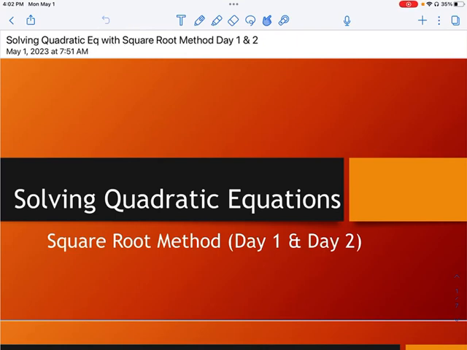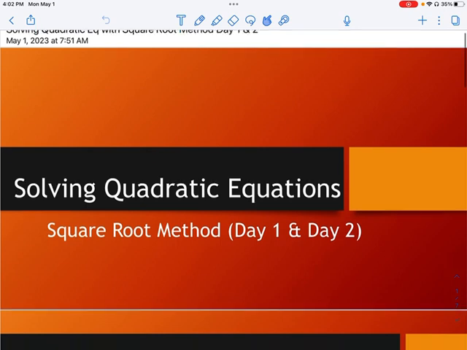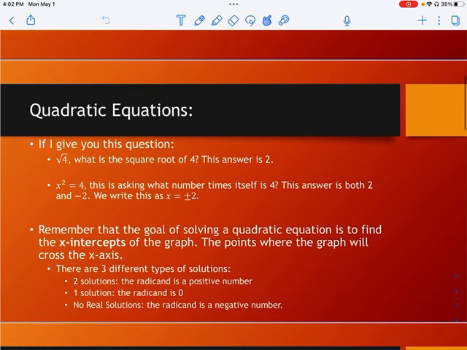All right, we are going to be doing some solving of quadratic equations, and today we are going to be using what is called the square root method. Having just come out of our chapter of simplifying square roots, we'll be using that information and then applying that to a quadratic equation.